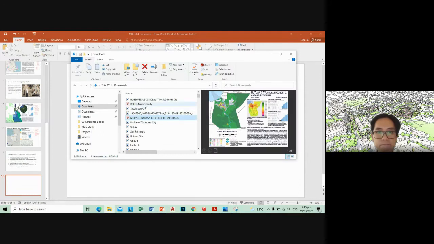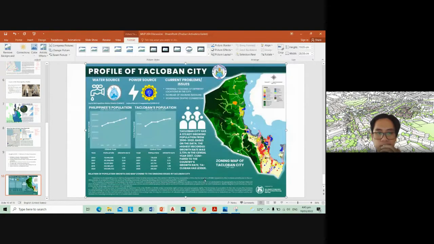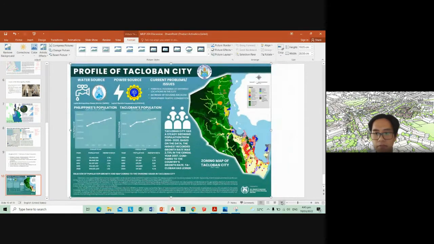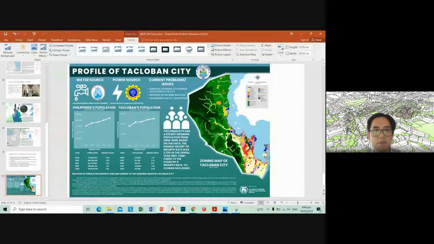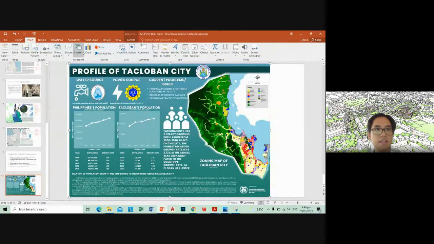Okay. Tacloban City down here. In terms of sustainability for Tacloban City, let's see what Joseph highlighted here. Ongoing issues: expanding city. Tacloban is an expanding city in terms of population. While its land area remains the same, in 2020 the total population of the city increased. Apparently, this increase contributes to the existing issues or problems such as flooding, increase in housing backlog, and worsening of traffic congestion. So I'll highlight it here so we remember for next meeting. Insert text box.